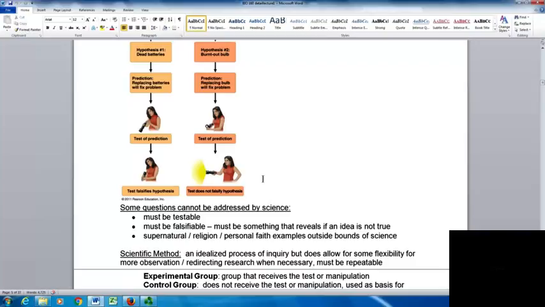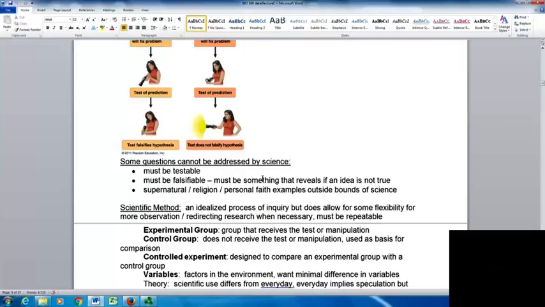It's going to work. So when we look at questions that can be addressed by science, they have to be testable. If you can't test it, science isn't even going to try and work on it. The other thing is it does need to be falsifiable. There has to be a way that we can reveal if an idea is not true. There are some things that science does not get involved with. They're outside the bounds of science. So things like the supernatural, religion, and personal faith. So it isn't that science says, no, those things don't exist. Science says, I don't have the tools to explain this, so I am not going to attempt to do it.